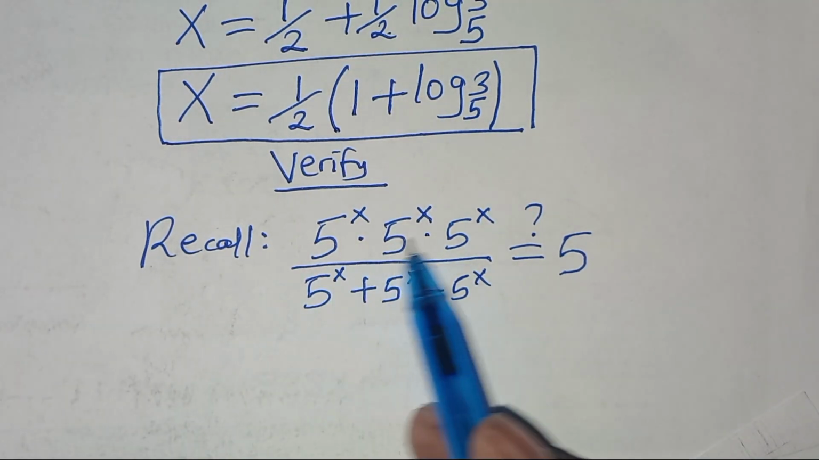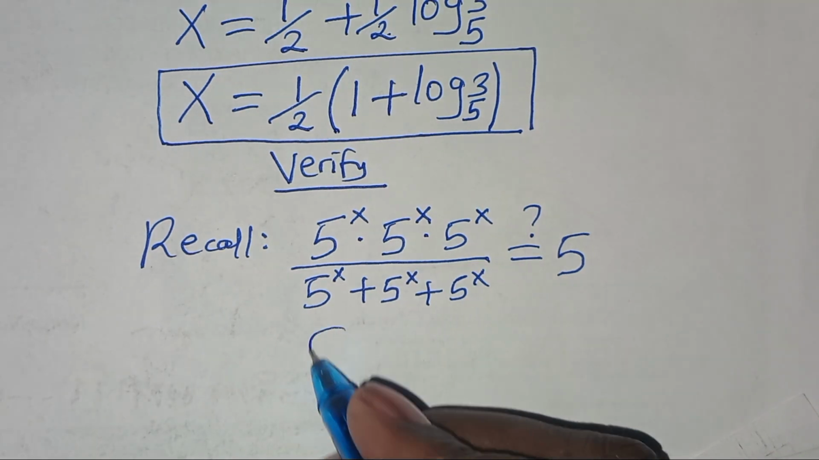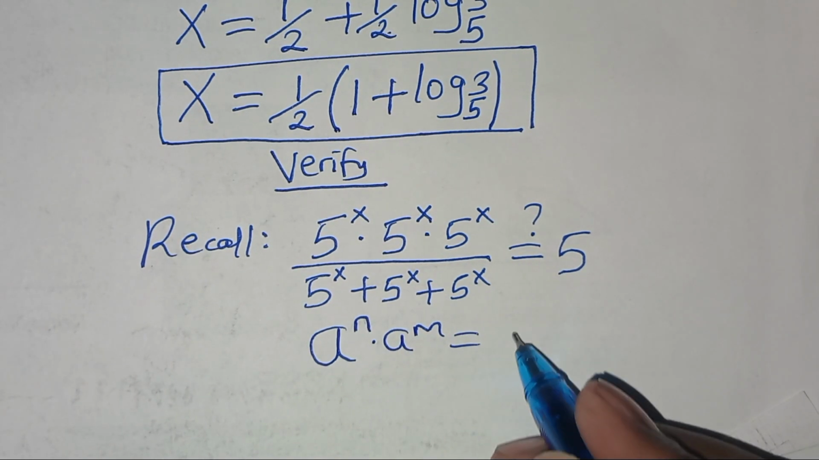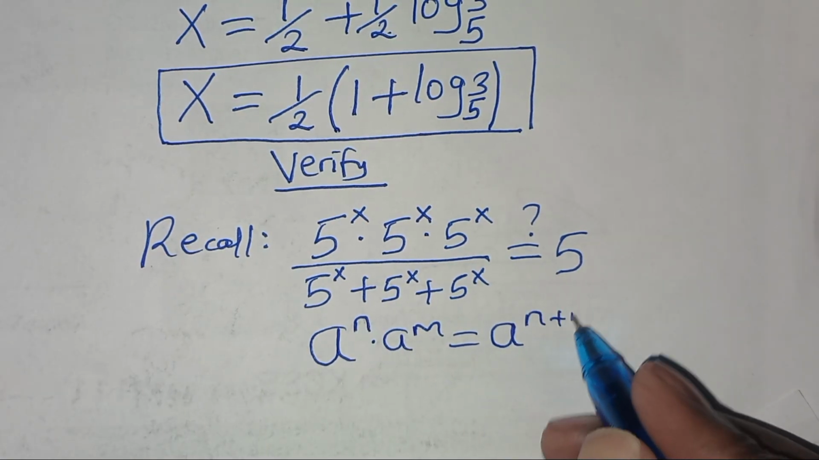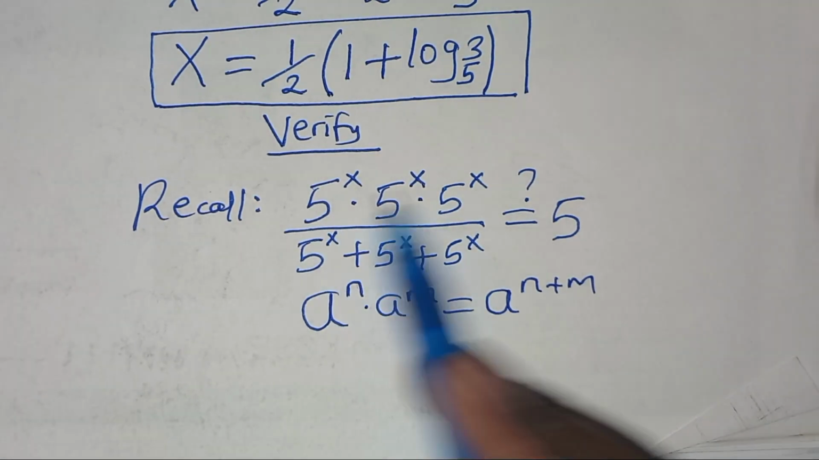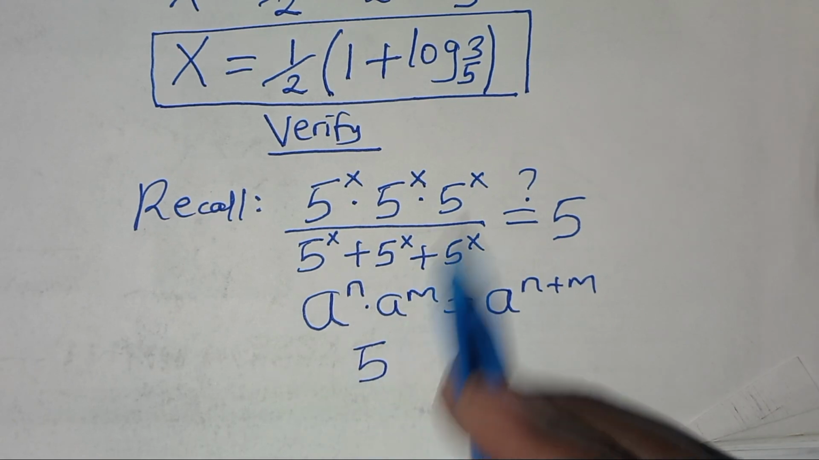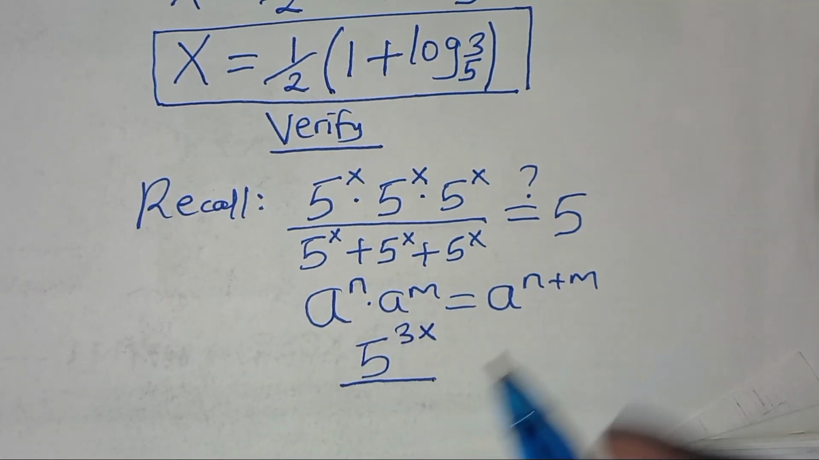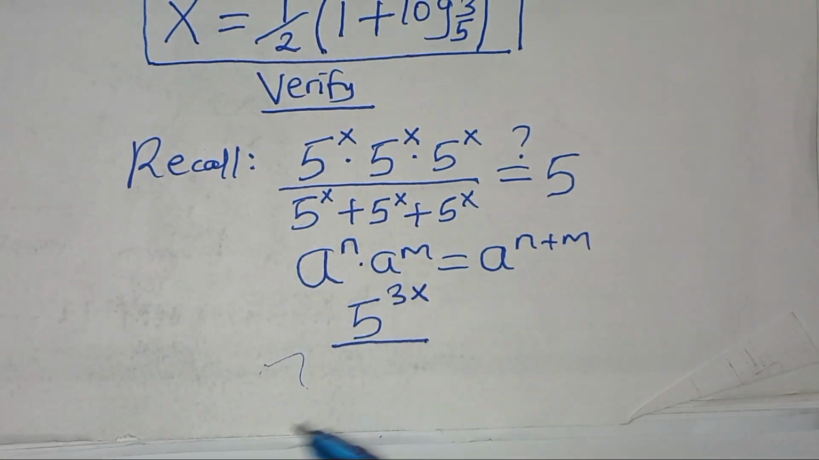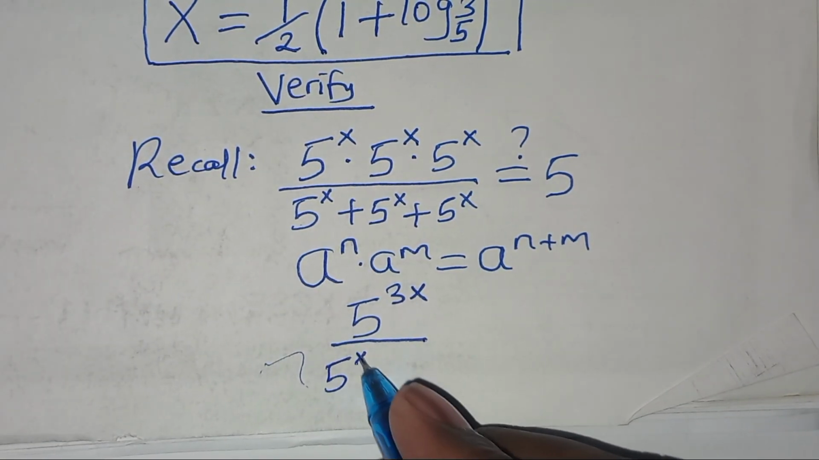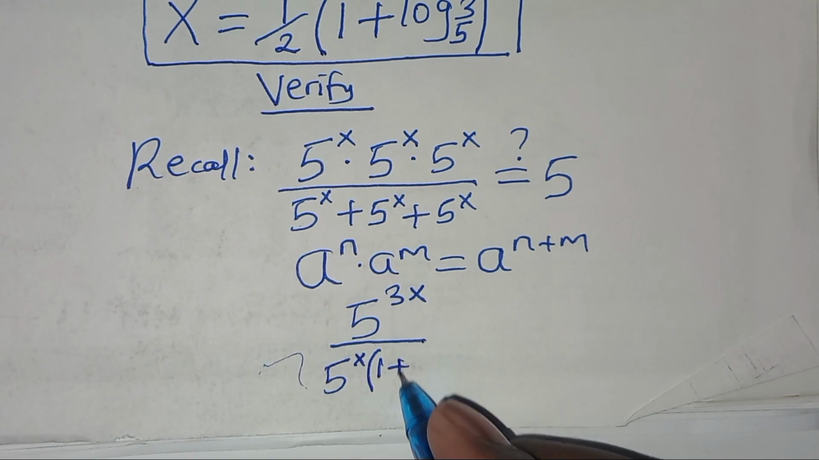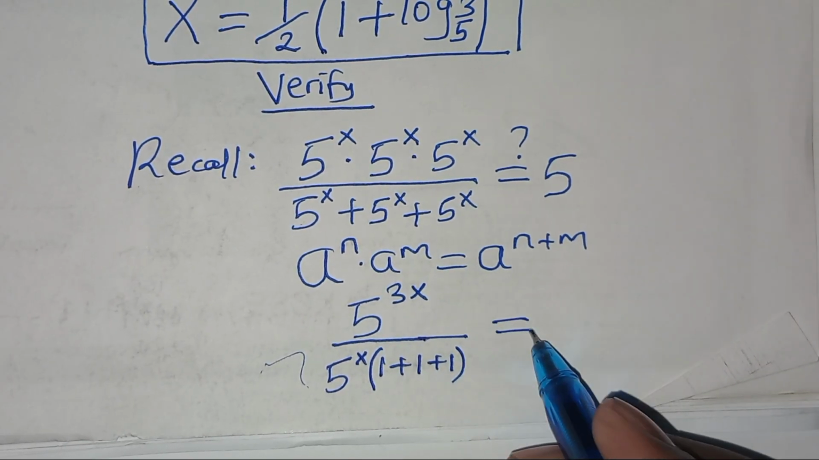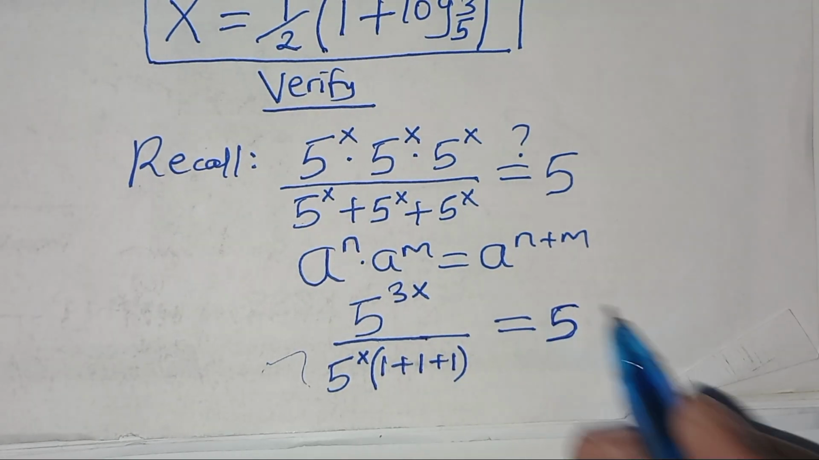Now, the numerator part is in the form of a to the power n multiplied by a to the power m, which we express as a to the power n plus m. So this is the same thing as 5 to the power x plus x plus x, which is 3x, divided by 5 to the power x. We see that 5 to the power x is common here. So this is the same thing as 5 to the power x times the bracket 1 plus 1 plus 1. This should give us a value of 5.